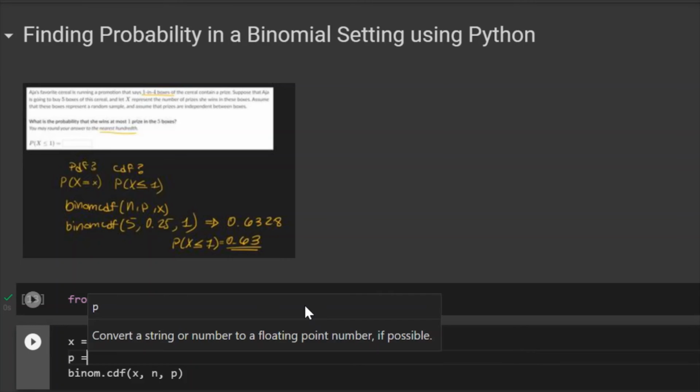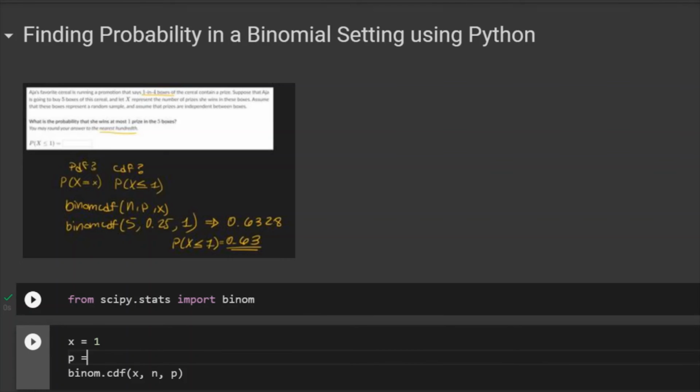Then our P: again, 1 in 4 boxes of cereal contain a prize. So that's going to be our probability. As a decimal, it's 0.25. And what's the last one we need? Our N. Well, I did that backwards. Okay, our X and then our N. Our number of trials is 5.